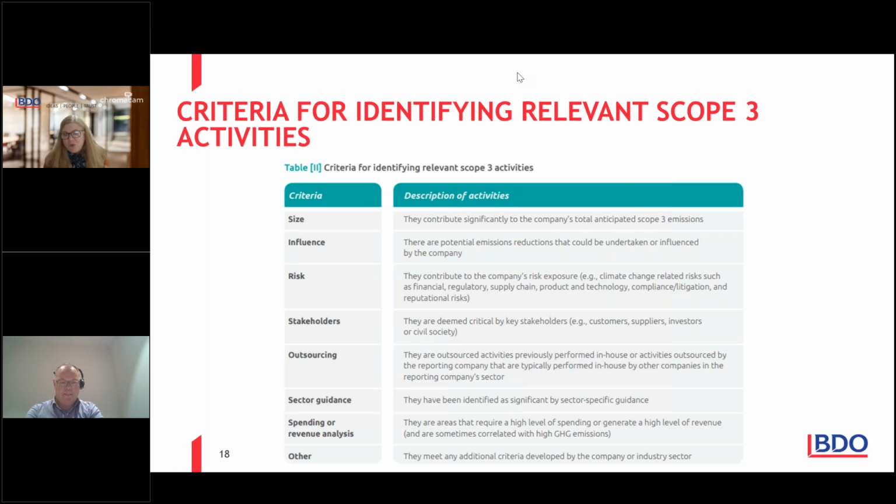The second last one is an interesting one, your spending or your revenue analysis. So, if there are certain areas that require a high level of spending or certain areas that generate a high level of revenue, often, not always, I should say, often those high level of expenditure or high level revenue generating activities would correlate with high emissions. So it's not an exact science, but these are all the things we think about. And then a number of other factors. So you can see there's a lot of judgment when we look at the activities, when we look at all the categories in scope 3 to assess which of these categories, based on this criteria, should we be measuring and which of them should be more accurate than others.